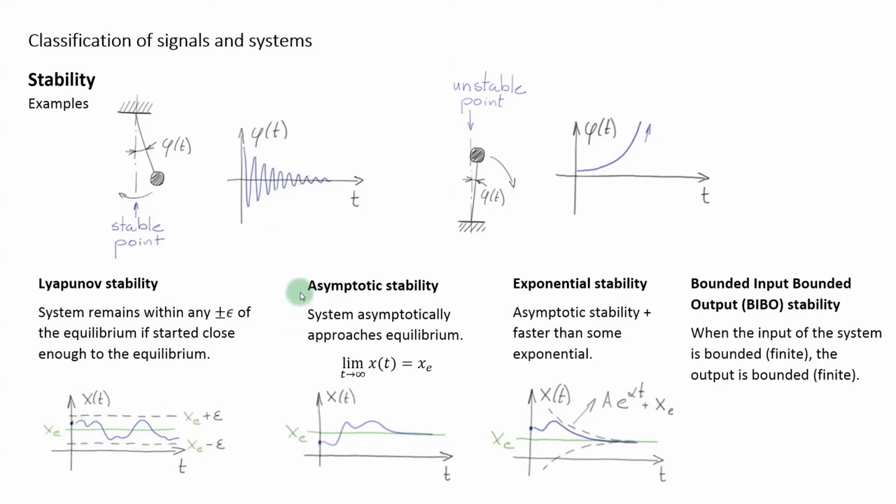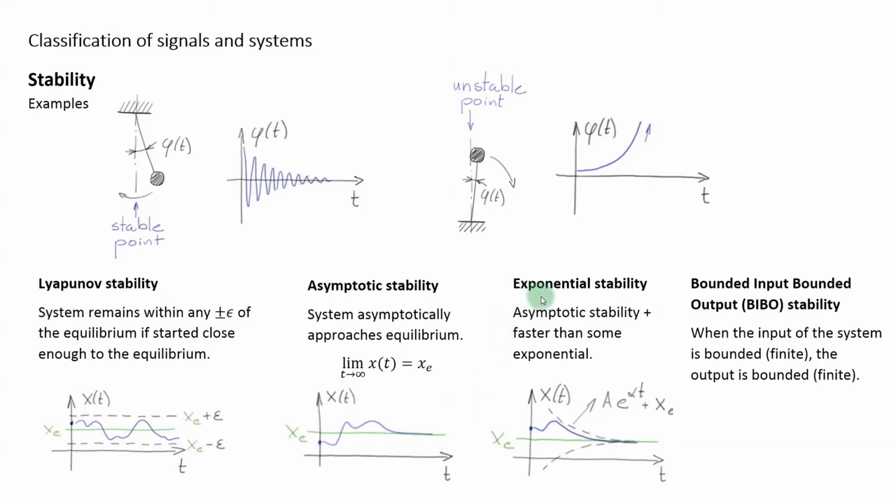A system is asymptotically stable if it not only remains close enough to the equilibrium point, but it also asymptotically approaches the equilibrium. That is, for time going to infinity, the system will approach the equilibrium point. When you plot the behavior of such a system, it will approach that equilibrium point as time goes to infinity.